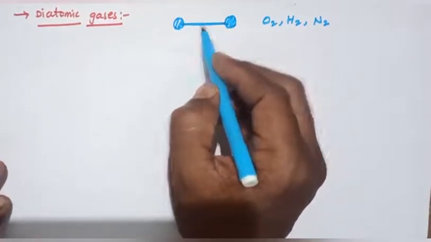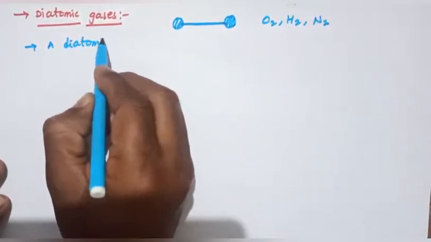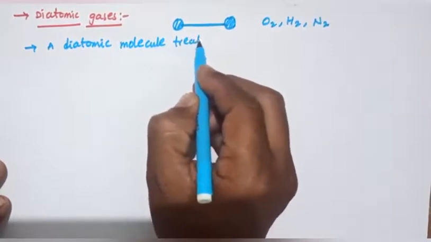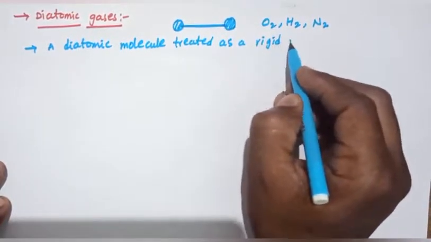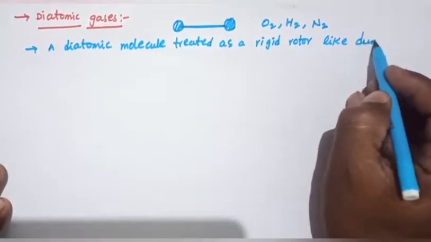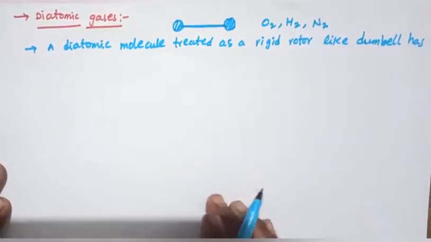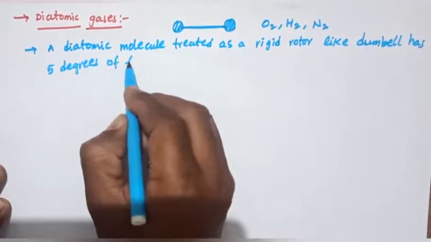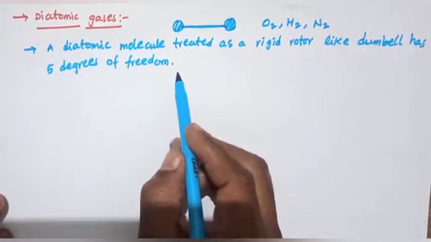For a rigid rotor, a diatomic molecule is treated as a rigid rotor like a dumbbell, which has 5 degrees of freedom. These are 3 translational and 2 rotational.